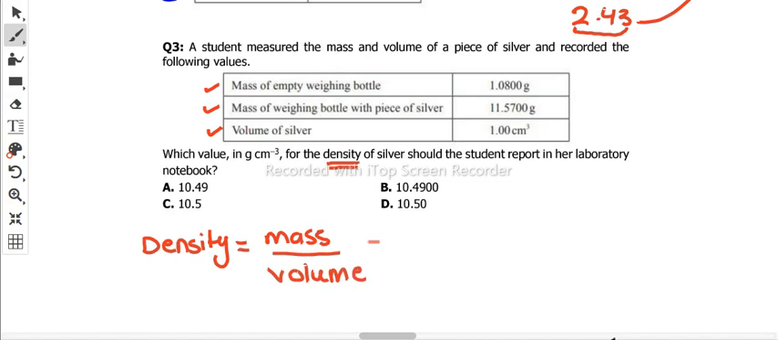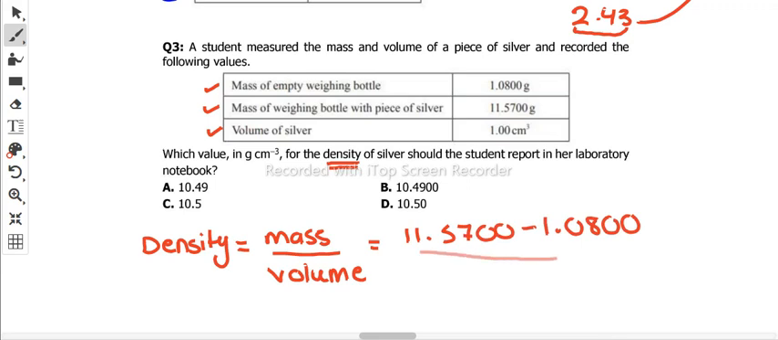How can we find the mass of the piece of silver? We're going to subtract the mass of the weighing bottle with a piece of silver, which is 11.5700, minus 1.0800 for the empty weighing bottle. After subtraction, we're going to divide our answer by the volume of silver, which is considered as being 1.00.